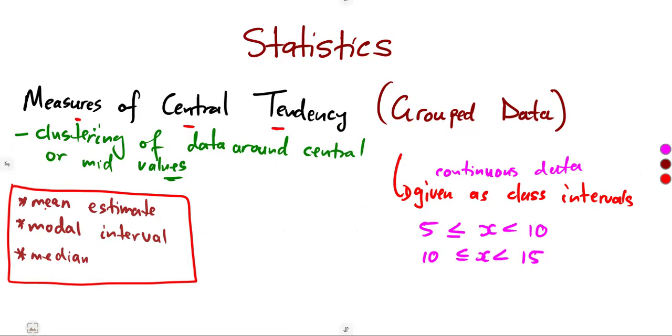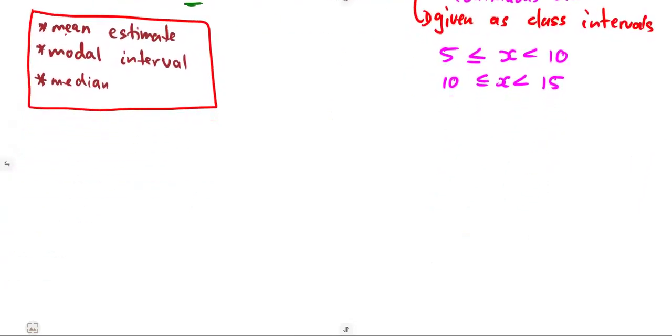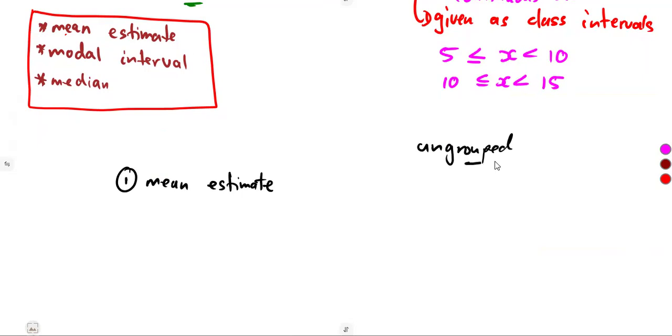How to determine, how to calculate the mean estimate. We talked about these before when we were dealing with ungrouped information. But what has changed now is we're dealing with what? Grouped information. Remember, for ungrouped data, we said the mean can simply be taken from the sum of the x terms over the number of terms.